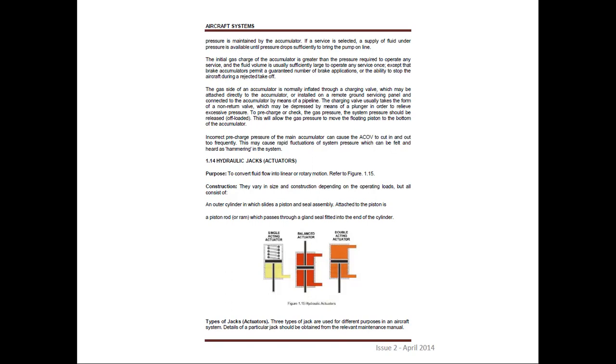The system pressure should be released, offloaded. This will allow the gas pressure to move the floating piston to the bottom of the accumulator. Incorrect pre-charge pressure of the main accumulator can cause the ACOV to cut in and out too frequently. This may cause rapid fluctuations of system pressure, which can be felt and heard in the system.